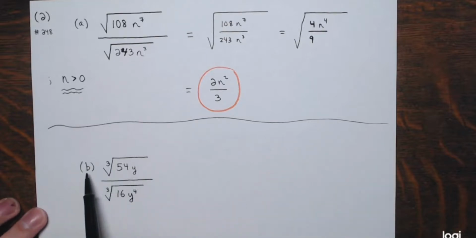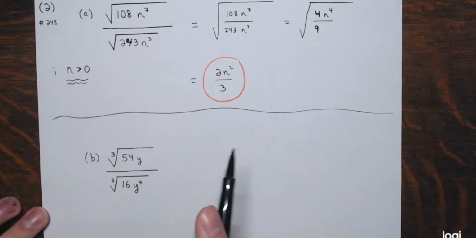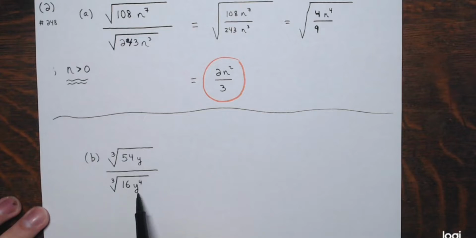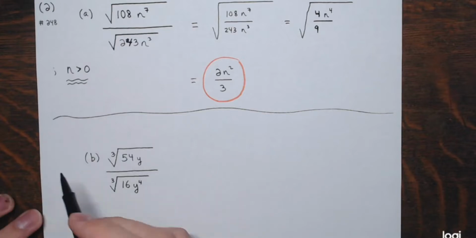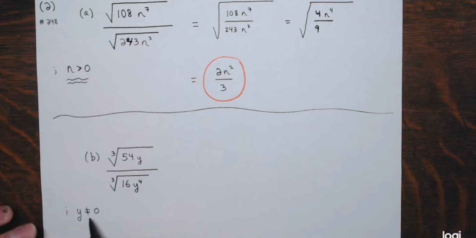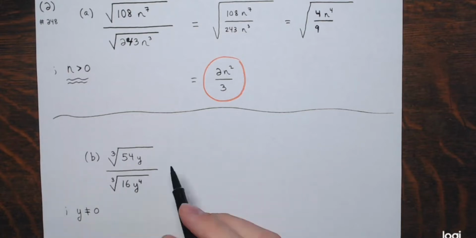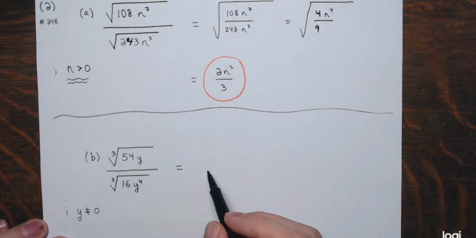Now, part B, pardon me. Now these are odd roots, so the variables can be any number as long as the denominator is not 0. So once again, off to the side here, I'm just going to write that y can't be 0, because if y were 0, you'd have a denominator of 0. But other than that, you're fine. y can be a positive number, y can be a negative number, and these will be real. And since they're both real, I can apply that quotient property.